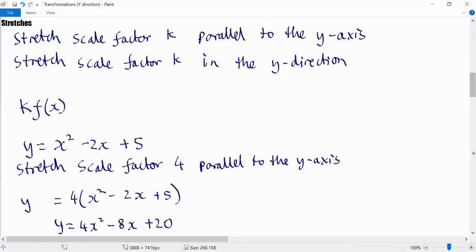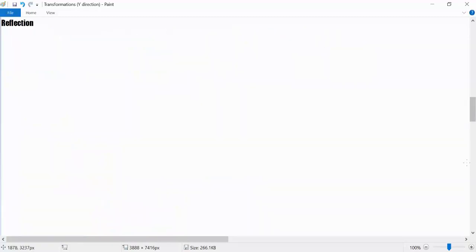Okay, the last one we need to look at is a reflection. Now, we're talking about y direction transformations, and this one we're going to lump in with the y direction transformations is a reflection that's abiding by that, but we don't call it a reflection in the y direction. We call it a reflection in the x-axis.